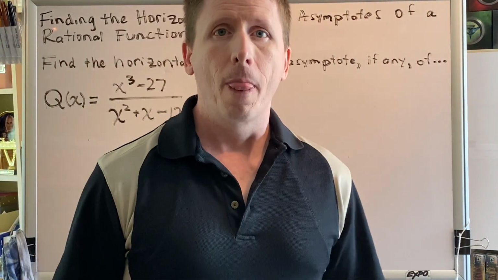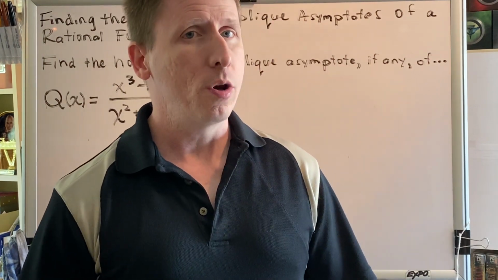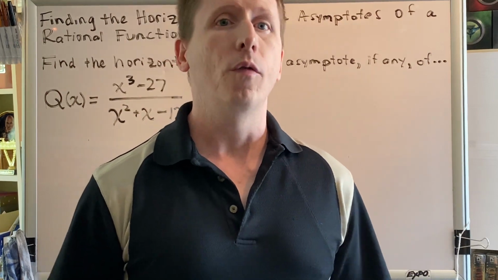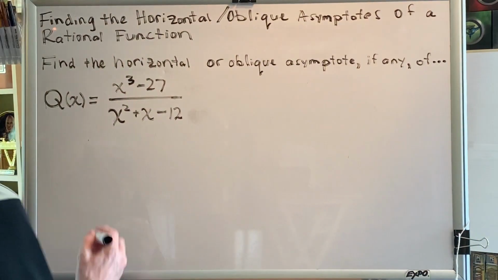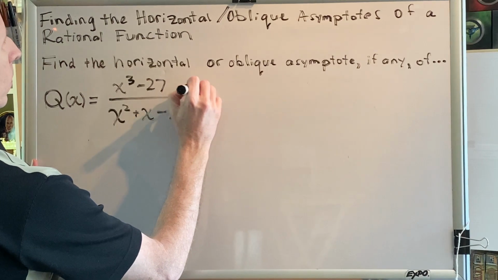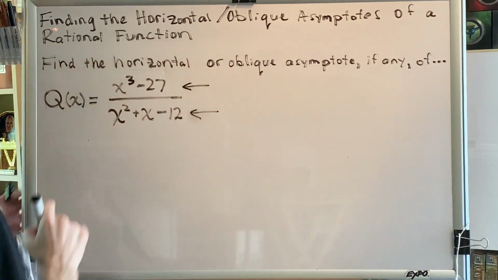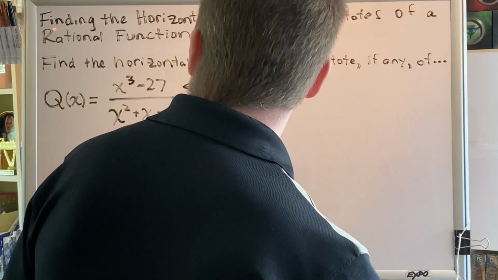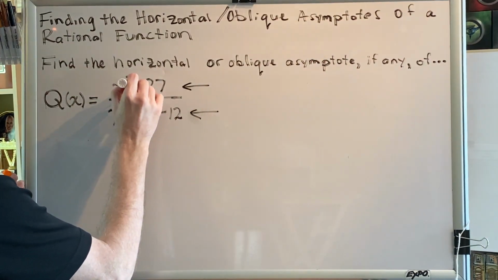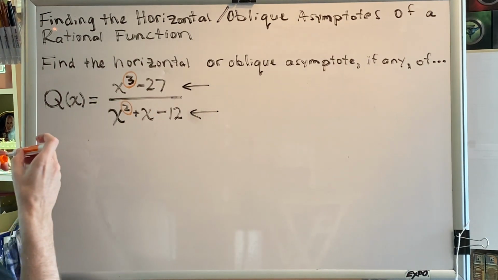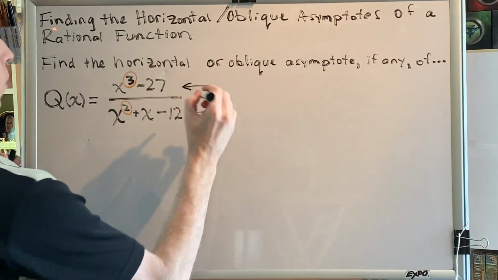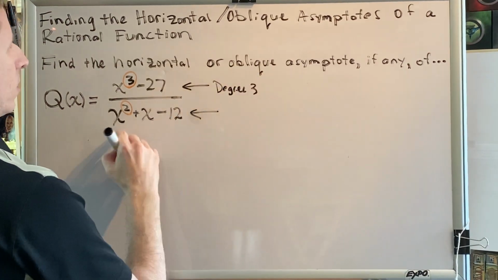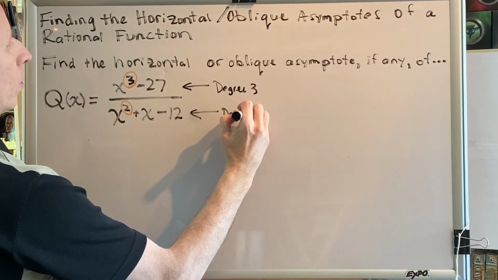Okay, so the steps are: determine the degree of the numerator and the degree of the denominator and compare them, then take one of 4 actions. Let's begin this process now. We notice that both our numerator and denominator polynomials are written in standard form, and therefore the degree of those polynomials comes from the highest exponent of x needed to write the polynomial. Therefore, our numerator has degree 3, our denominator has degree 2.